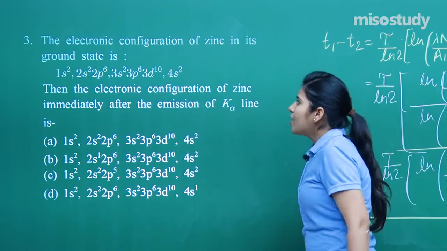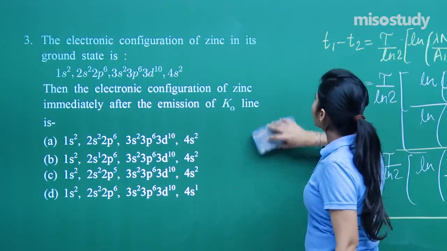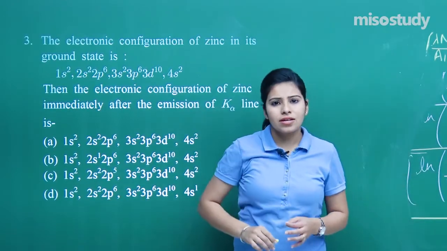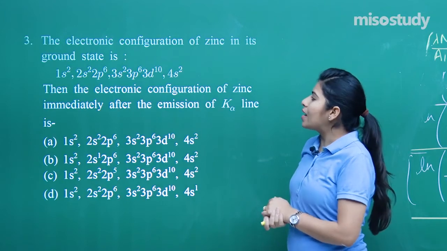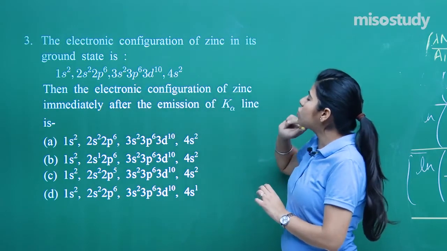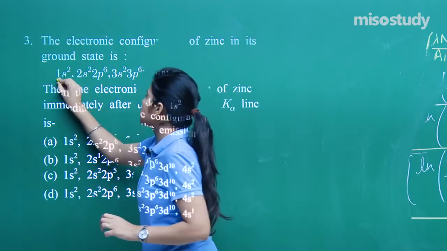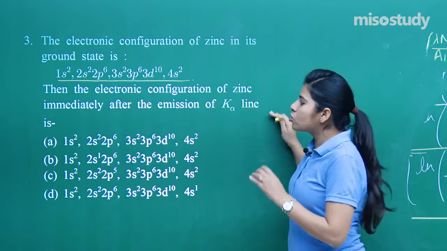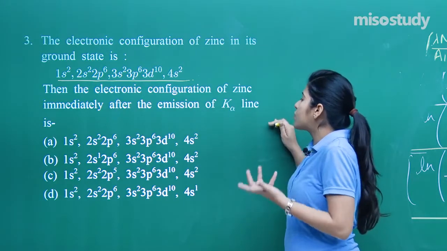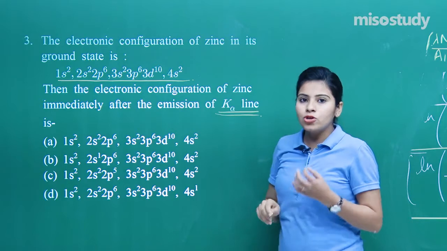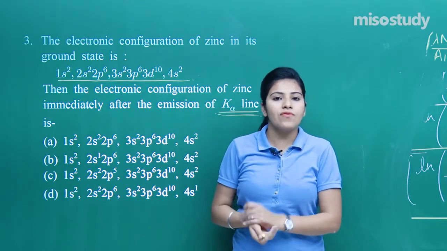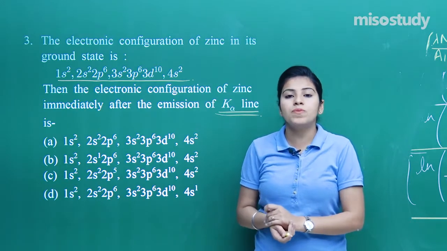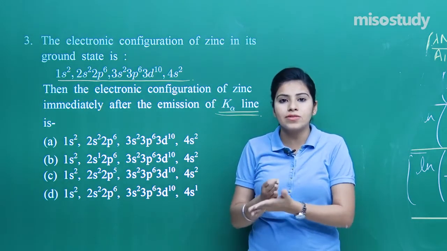Okay, so here I can see that we are having a question from X-ray, because from here I can see that the electronic configuration of zinc in the ground state is this. Then the electronic configuration of zinc immediately after the emission of K alpha line is what? And you know that we have read that K alpha line in the case of X-ray spectrum. The characteristic X-ray spectrum was based on what? The K series, L series, M series, N series.